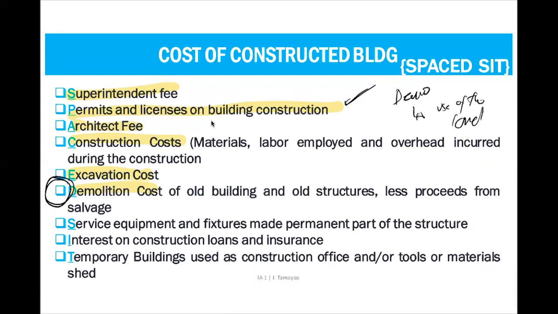Next, we have here service equipment and fixtures made a permanent part of the structure. Take note of the keyword: must be a permanent part of the structure. It must be placed on your building itself. So for example, yung mga ladders dun sa fire exit ninyo, those are permanent fixtures which are already considered part of the building. They are not considered as furniture and fixtures, but they are included as part of the building. So tignan nyo dapat if it's really part of the structure or not.